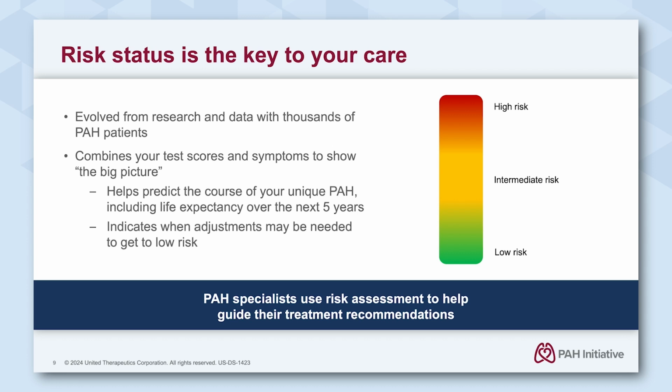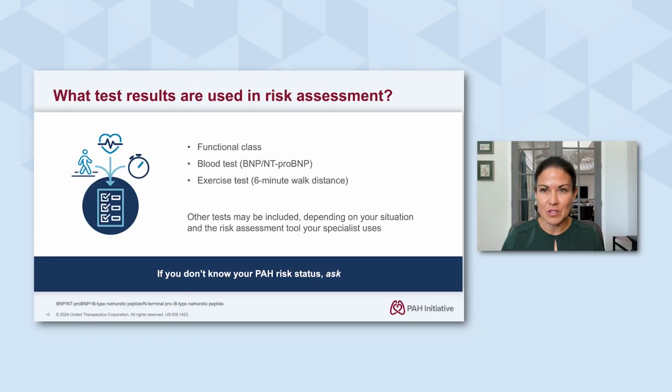This is also the place where someone's risk status may indicate that an adjustment to their treatment regimen would be appropriate, specifically if they haven't gotten to a low risk status. So I know that there's a bar on the side of my slide, and I want you to take a look at it because high risk is in the red zone, intermediate risk is kind of that yellow and orange zone, and then low risk is the green zone. And low risk is what we're shooting for with every patient, which indicates that their prognosis over the next 5 years is improved.